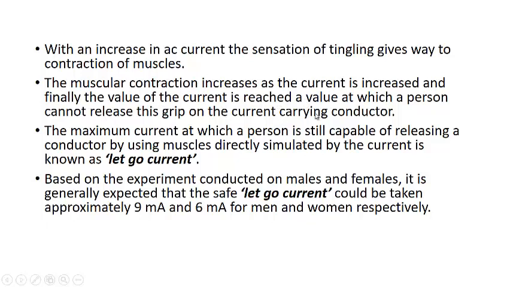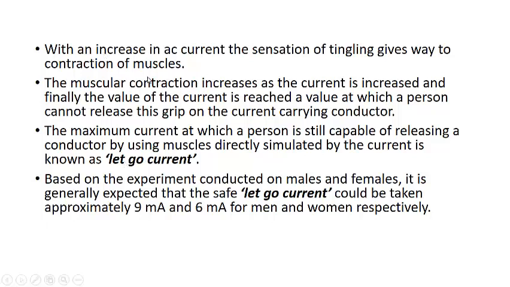Finally, the value of the current reaches a point at which the person cannot release the grip on the current-carrying conductor. In that case, it will remain in touch and the person will not be able to release the grip of the conductor. So the maximum current at which the person is still capable of releasing the conductor by using the muscles directly stimulated by the current is known as let-go current. Or we can say this is the current up to which the person is able to release the conductor from their hands, and beyond this they will not be able to release it.